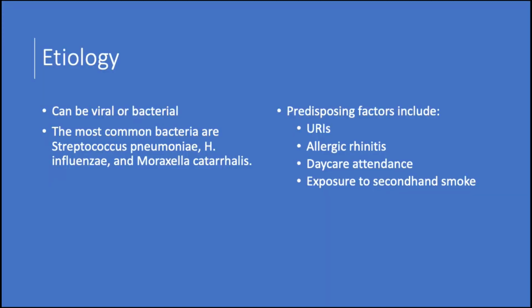Otitis media can also be viral or bacterial. The most common bacteria are listed here. Predisposing factors include URIs. In fact, like we said earlier, otitis media is the most common complication of a URI. But really anything that causes secretions to be present in the middle ear can cause otitis media. So that would include allergic rhinitis, going to daycare, which exposes patients to pathogens that get them sick with URIs, and exposure to secondhand smoke.